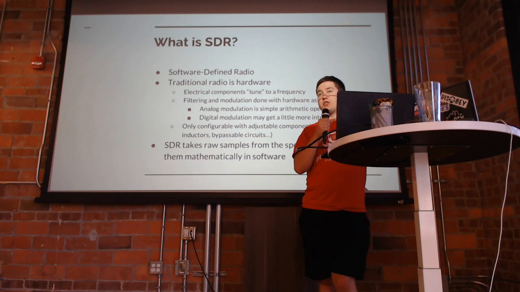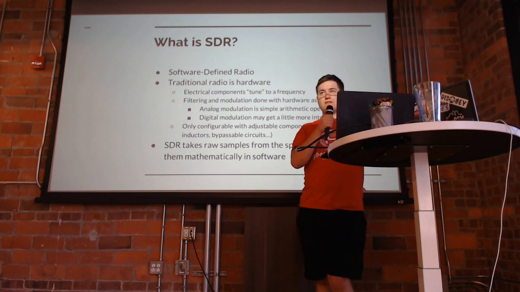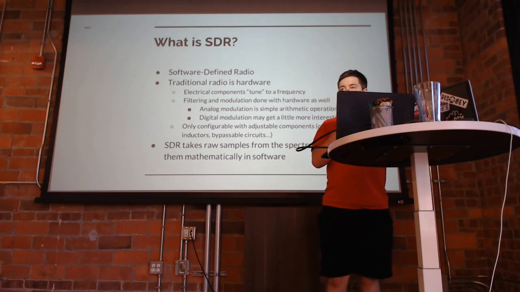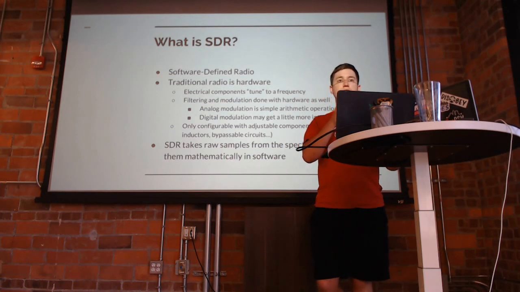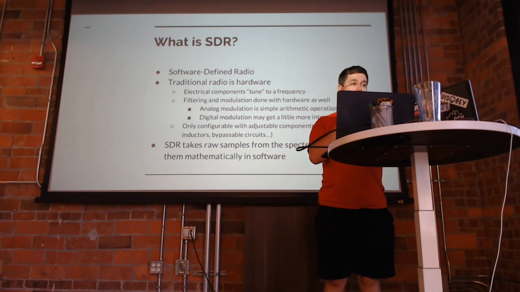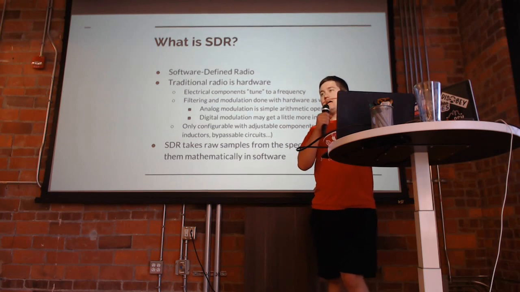You're essentially doing math with electrical circuits. Analog modulation is pretty simple arithmetic, such as just multiplying two signals together. Digital can get a little funky, but at the end of the day, it's just electronics all wired together to model math, and it's not configurable. You'll have very limited configuration based on what the circuit is. You might have some adjustable capacitors or adjustable inductors to tune the circuit to the right frequency. Maybe you can have an amplifier that can come in and out of line, but it's just not configurable. However, everything you're doing with those electrical circuits is to model mathematical operations.